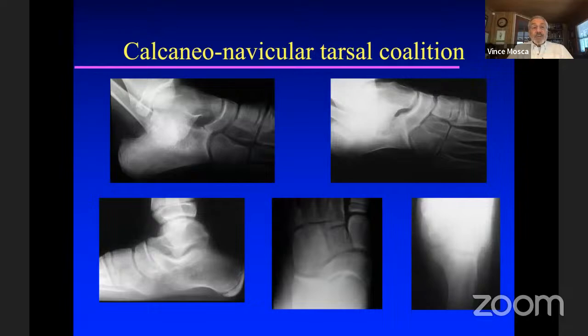These are more examples of the calcaneonavicular tarsal coalition. You can find this quite easily on the oblique X-ray, just the standard. You order standing AP, lateral, and oblique X-rays. This is the oblique that you get, and you can look right down on this view and see the fibrocartilaginous, not ossified coalition. Or you may see one that's completely ossified.